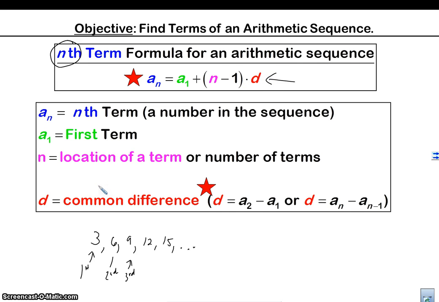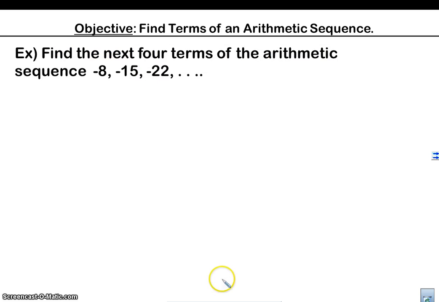We are going to use that to do a few problems. There are various types of problems that we can do. It's not always going to be, what's the fifth term? We might want the first term given some other information, or the common difference given other information. So there are various problems we can have for arithmetic sequences. Let's take a look. Here's the first one.